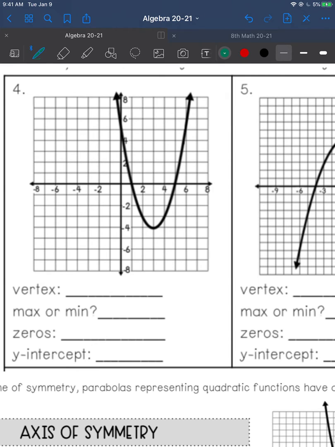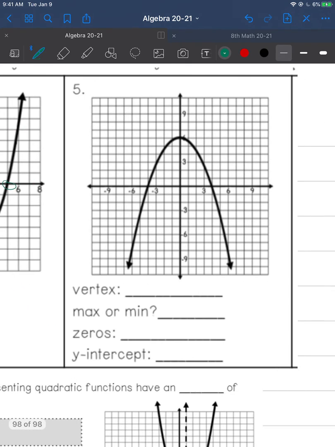Okay, so we're going to look for the different parts of this parabola. What is the vertex? So the vertex is the highest or lowest point. That is at 3 and -4. So our max or min, which it would be a minimum of -4, because that's our y value. Zeros, where does it cross the x-axis? 1 and 5. And our y-intercept, where does it cross the y? Oh, no, that's not on the y yet. This one is right there. That would be 0, 5.